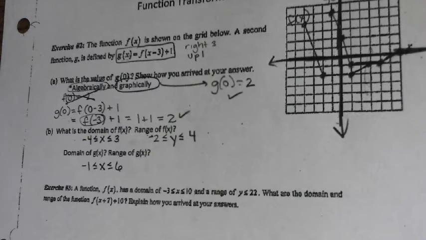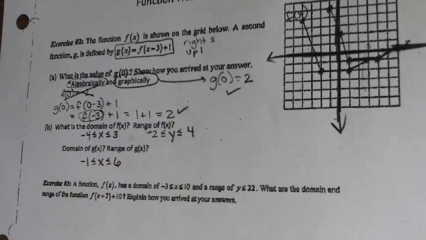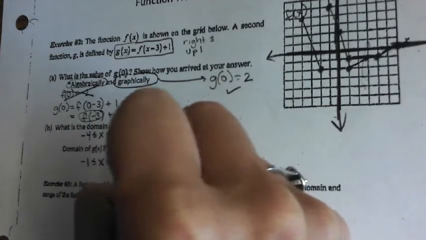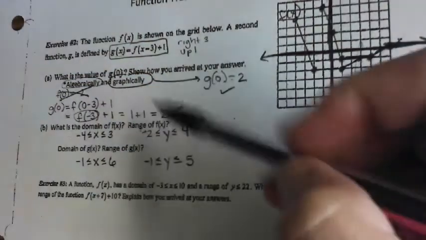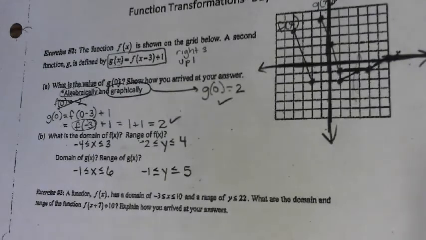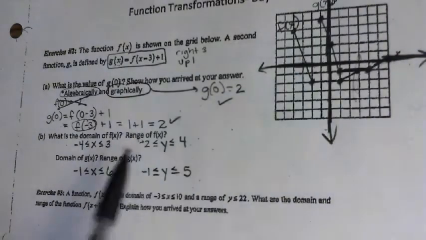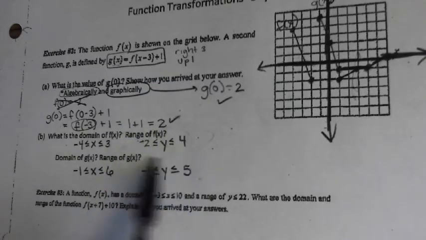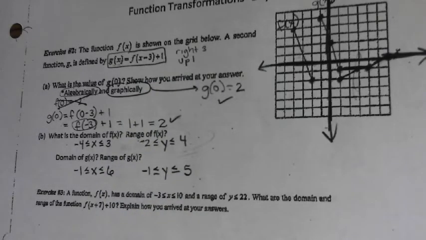And Sierra with a C, how about the range? And which method did you use for that? Did you use the previous range to get there, or did you just look at the graph? She looked at the graph. But if you did use your previous one, remember we were moving up 1, so just take that range and add 1 to both of those. Okay? All right.